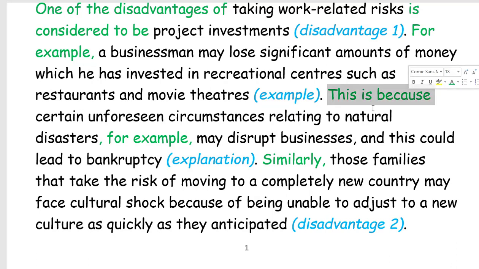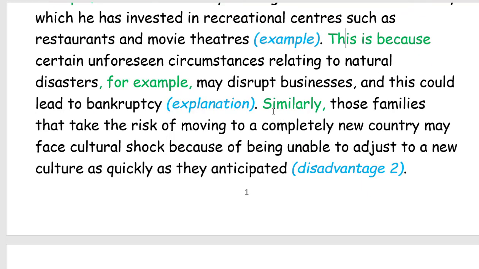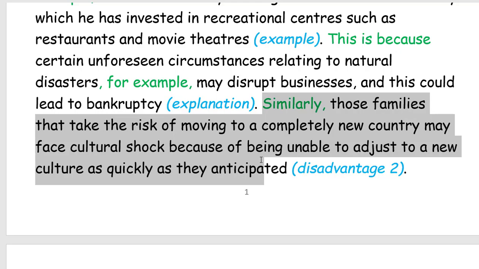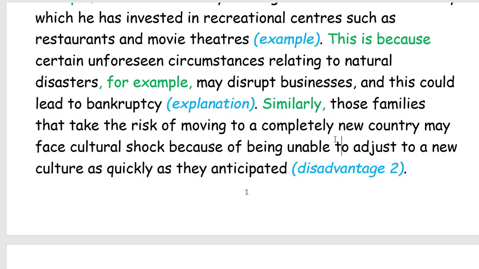This is because, and then explain why. Okay, next. Similarly, those families that take the risk of moving to a completely new country may face cultural shock because of being unable to adjust to a new culture as quickly as they anticipated. So this is the second disadvantage.